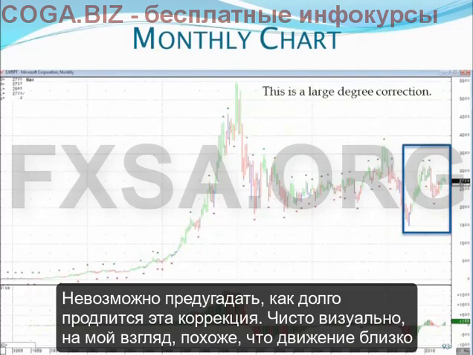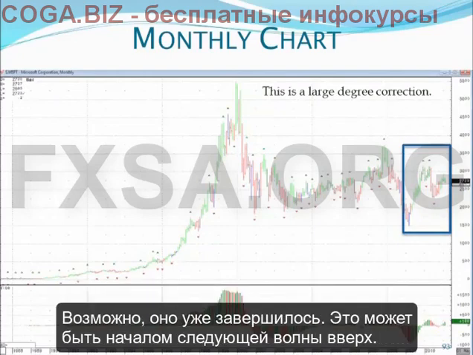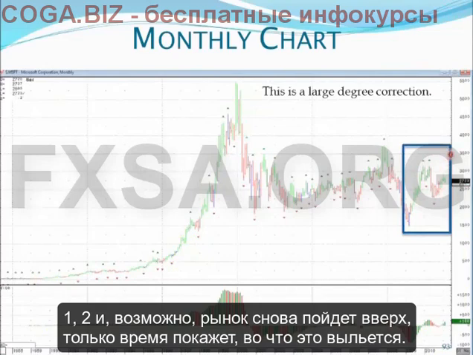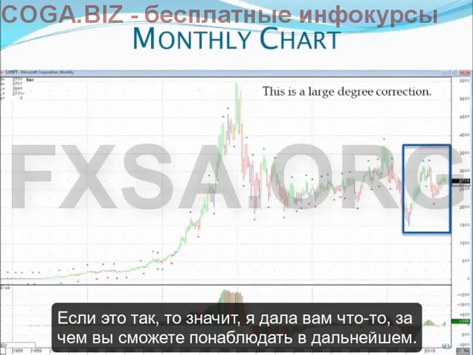There's no way to know how long it will last. If I look at it visually, it looks like this move should be pretty close to being done, and we could be done now. This could be the beginning of the next wave up, a 1, a 2, and possibly heading back up again. Only time will tell how that's going to play out. If that's true, then I have just given you something to look at for the future.